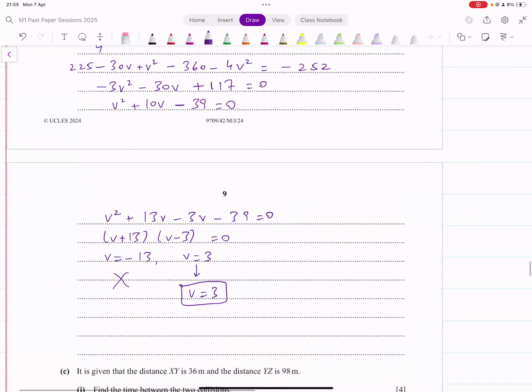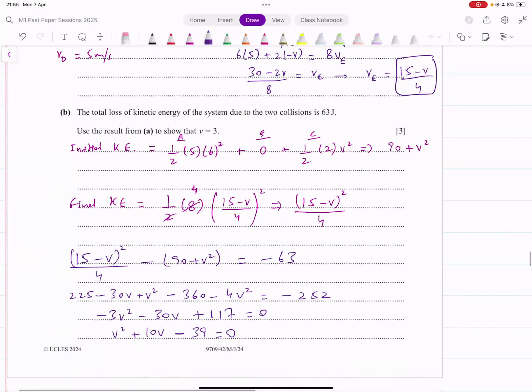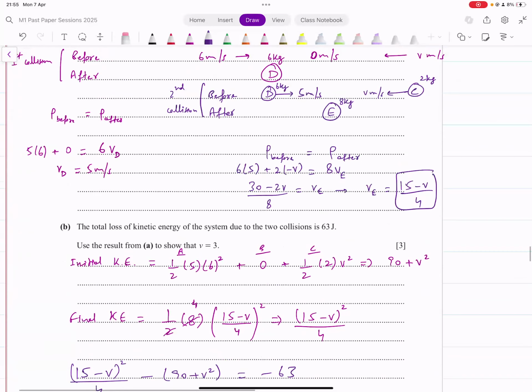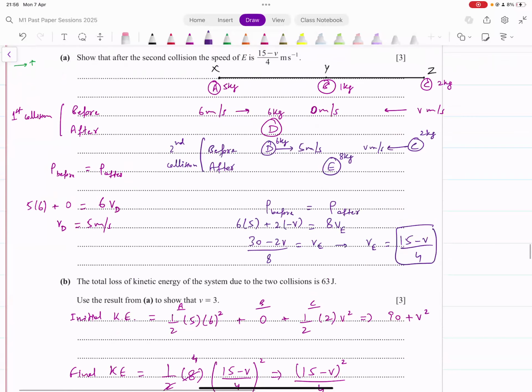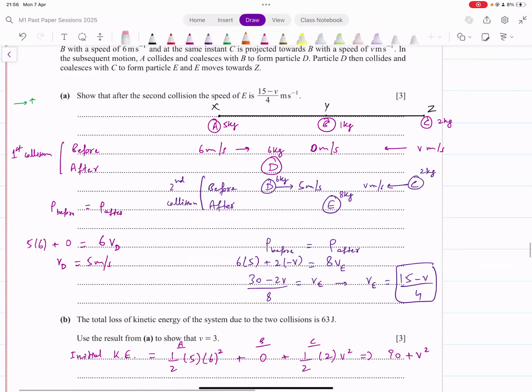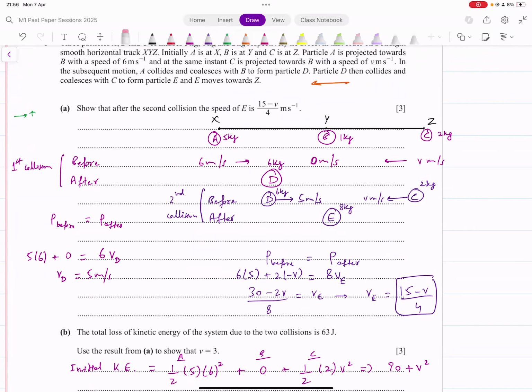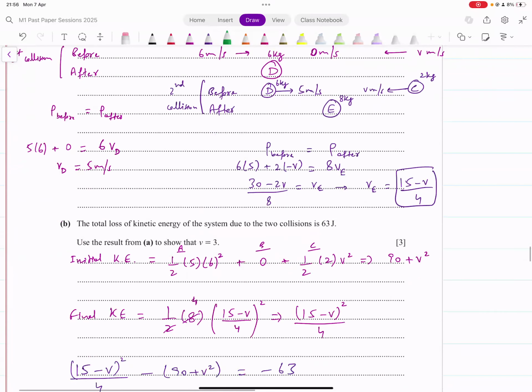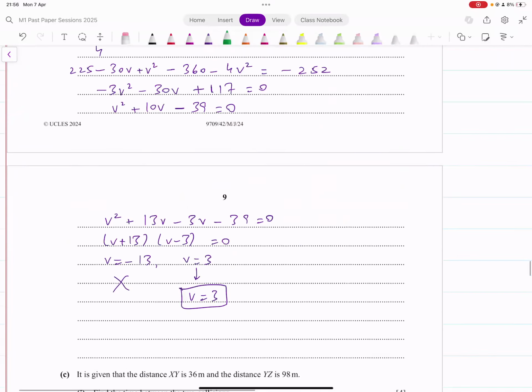Now it cannot be negative because that will mean that it's actually moving in the opposite direction. And so that would mean that C is actually moving towards the right. That would not make sense. That's not what the question said. C is actually supposed to move towards the left. That's why we ignore the negative value. Okay, so v is equal to 3. That's the result that we get.